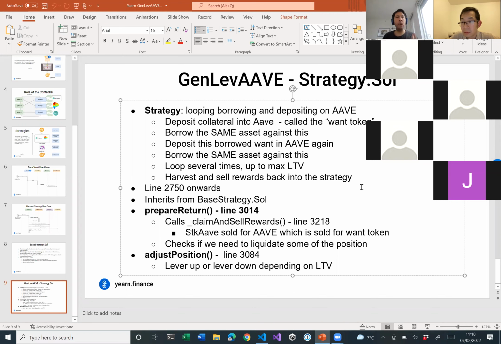Because if, for example, I deposit ETH and borrow DAI, and the value of ETH falls and DAI stays the same, then obviously I can get liquidated because the value of my collateral is going down in DAI terms.